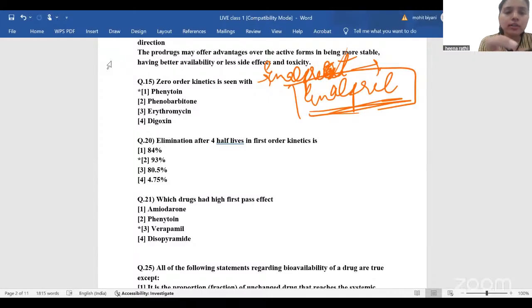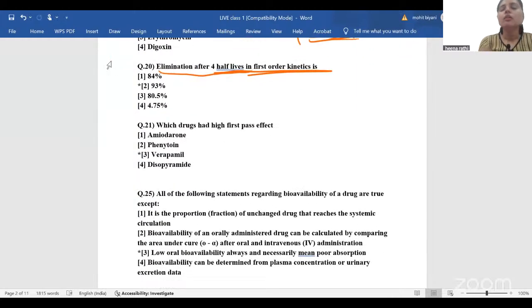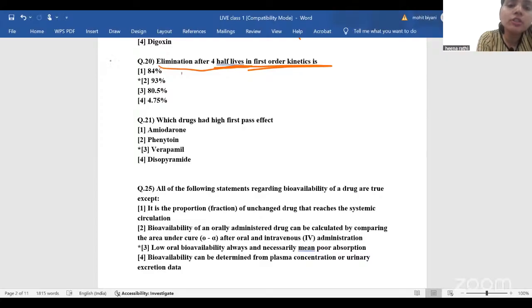Now the next question. Zero order kinetics is seen with phenytoin and theophylline; these are the drugs which show zero order kinetics. Next question is the elimination after 4 half-lives in first order kinetics. In first order kinetics, after the first half-life, the drug remains 50%, because that is the definition of plasma half-life: the time at which the concentration of the drug becomes half of the previous one.